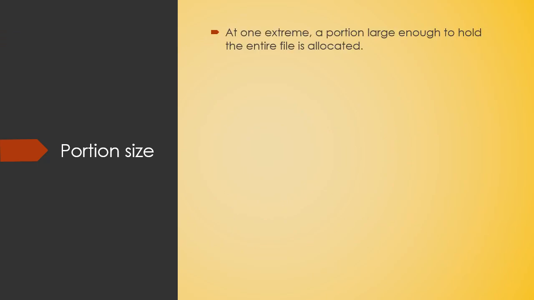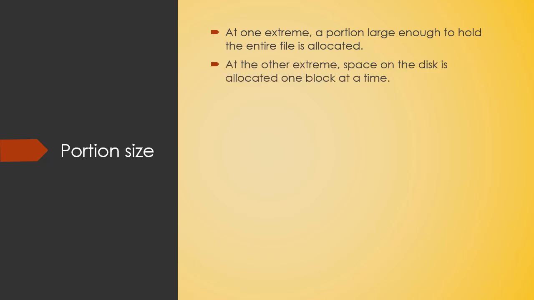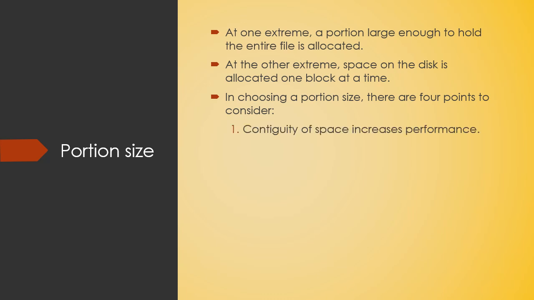Portion size. At one extreme, a portion large enough to hold the entire file is allocated. At the other extreme, space on the disk is allocated one block at a time. In choosing a portion size, there are 4 points to consider. Contiguity of space increases performance. So this will incline us to allocate a big portion to each file so that the file remains in one place and is fetched and processed quickly.